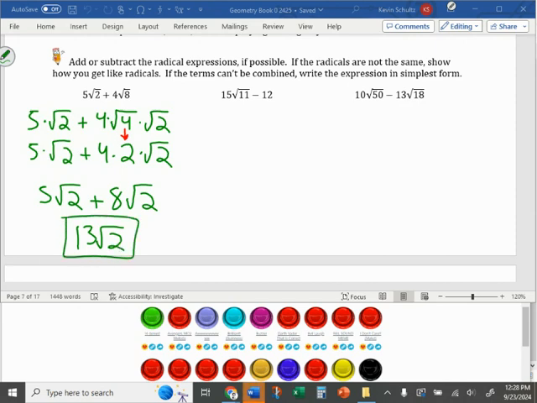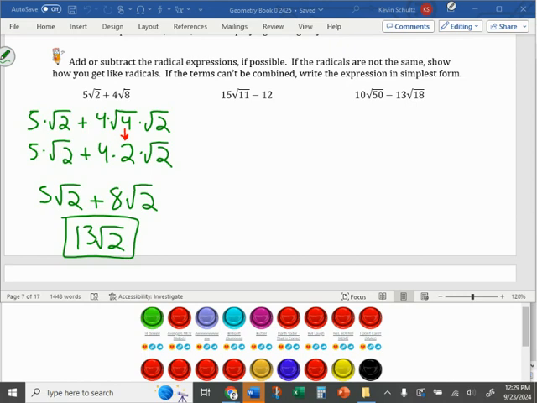Okay? What do you do for the next one? Questions on that one? The only thing that we did was we simplified that root 8 to be root 4 times root 2. Right? And that allowed us to get those like roots to be able to add them.